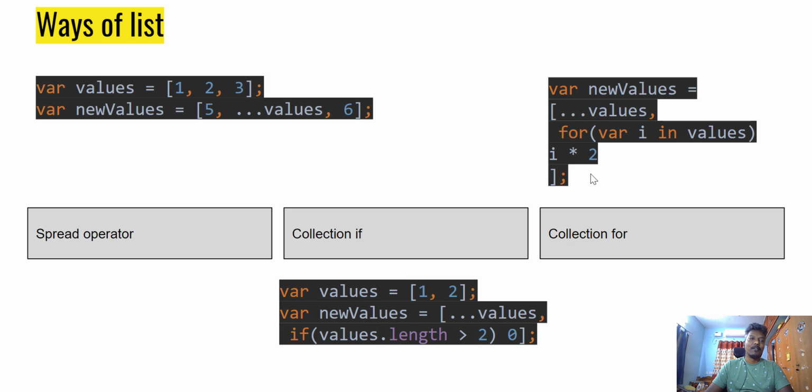Now we have seen the definitions and how to use the different ways of using list. Let us see the examples in code.